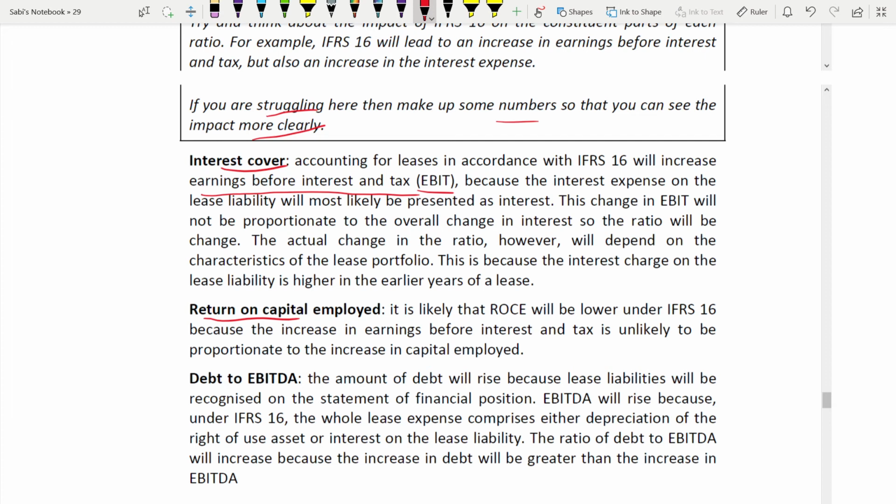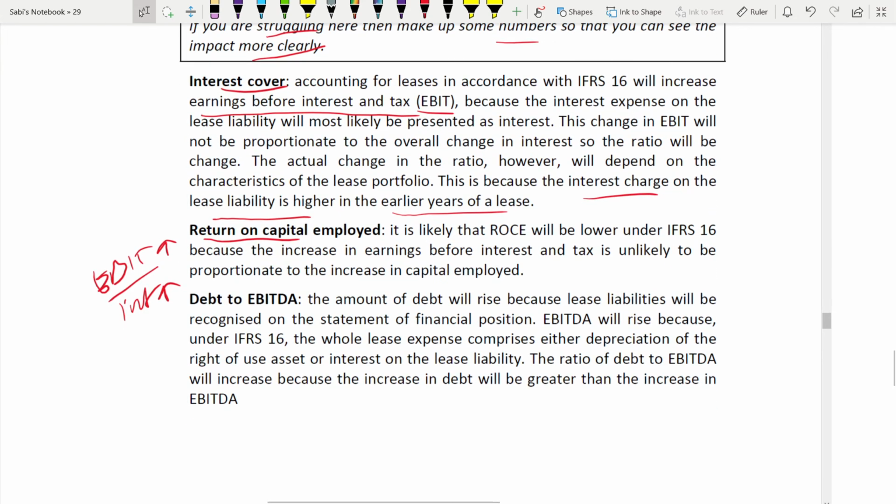So what happens to the interest cover? The change in the ratio depends, because it's affecting two places. One is earnings before interest and tax, divided by interest. Interest is going up, and earnings before interest and tax is also going up. Both are going up, so we cannot clearly say whether interest cover will go up or down. It depends on the characteristics of the lease. Number two, the interest charge on the lease liability is higher in the earlier years of the lease. So you can say it depends on the lease portfolio, and you have to pay higher interest in the earlier years of the lease.